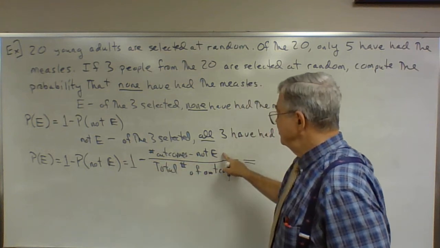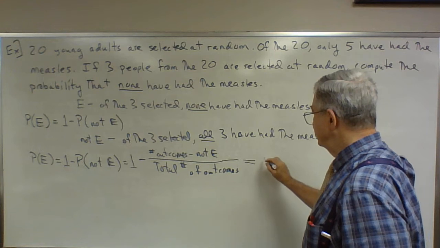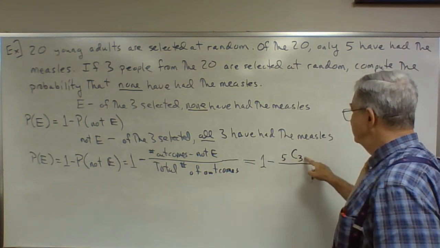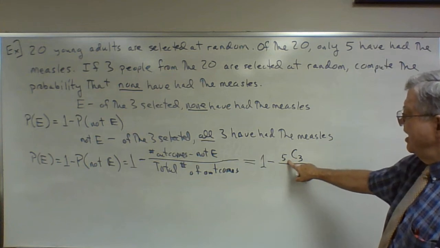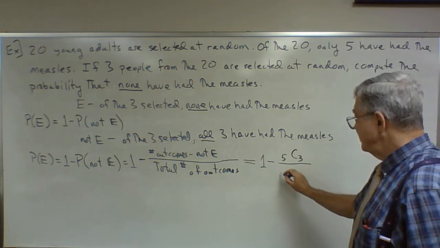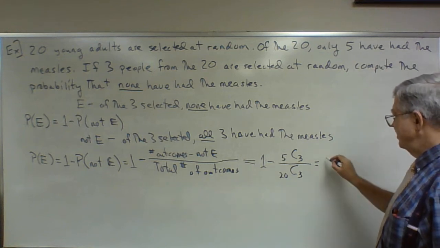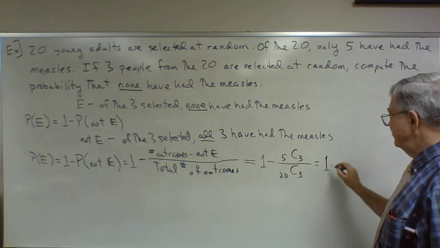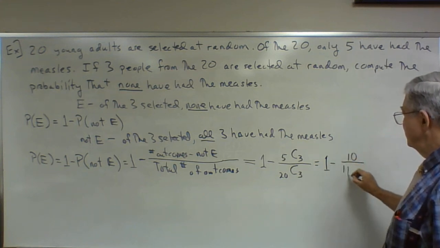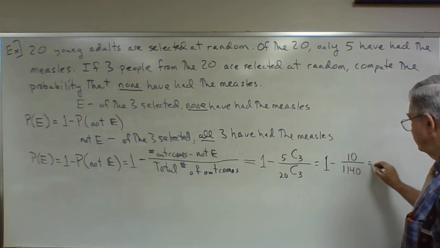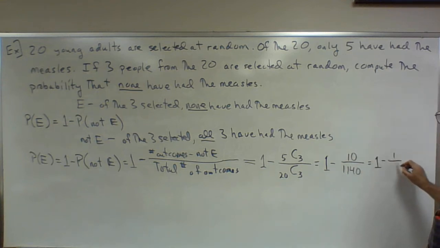One minus outcomes resulting in not E over total number of outcomes. So I have 1 minus the number of ways that we can pick 3 people who have had the measles out of a set of 5 people who have had the measles. And there are 20 people total from which we're selecting these 3 people. Okay, that looks better. I had forgotten the 1 minus before. And that leaves me with 10 over 1,140. And that's 1 minus 1 over 114. And that turns out to be 113 over 114.